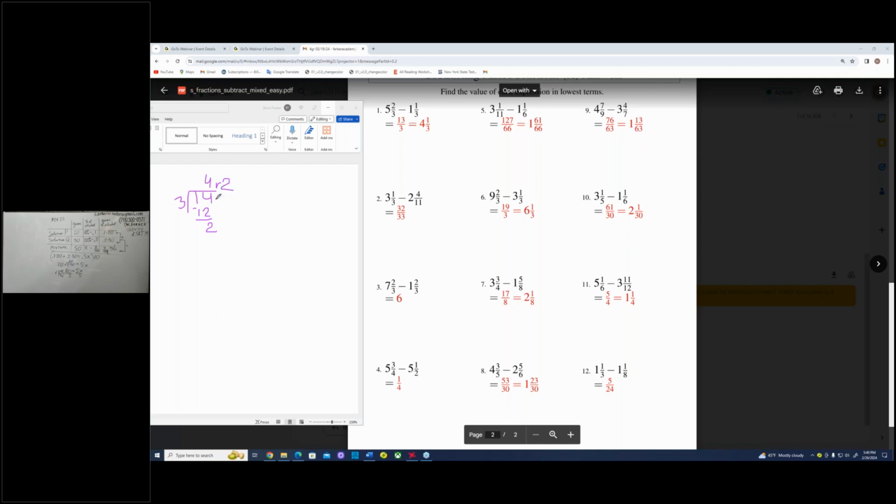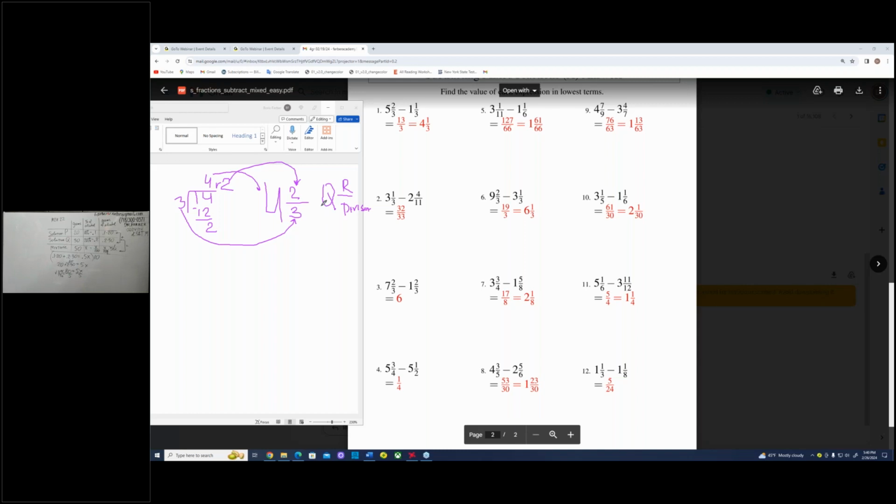When you get this result, you can represent it as a mixed number. This 4 is the whole number. This goes into the numerator, and this goes to the denominator. Everyone knows long division, but from this long division, this is my quotient, this is the remainder, and this is the divisor. Who understands this 100%?